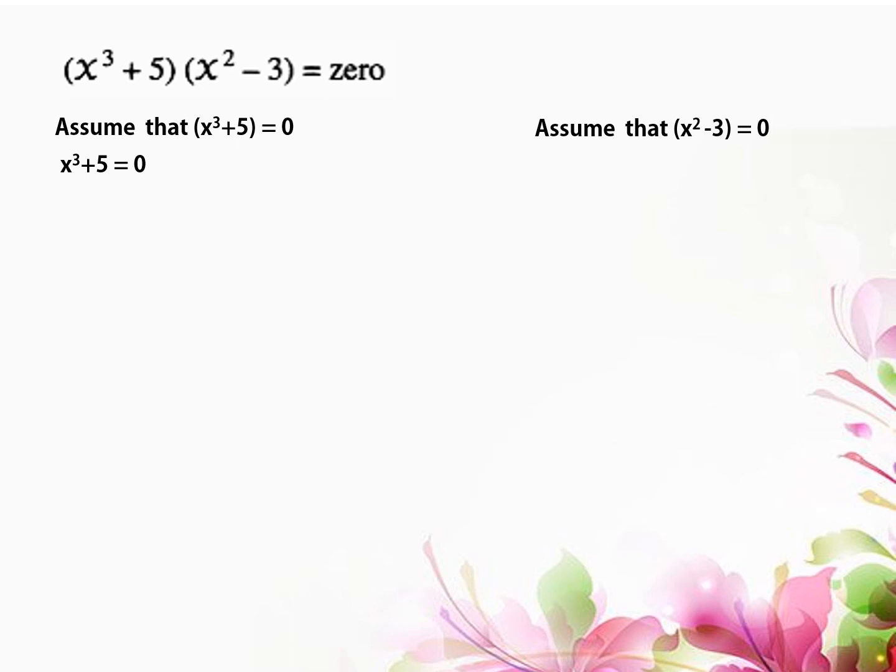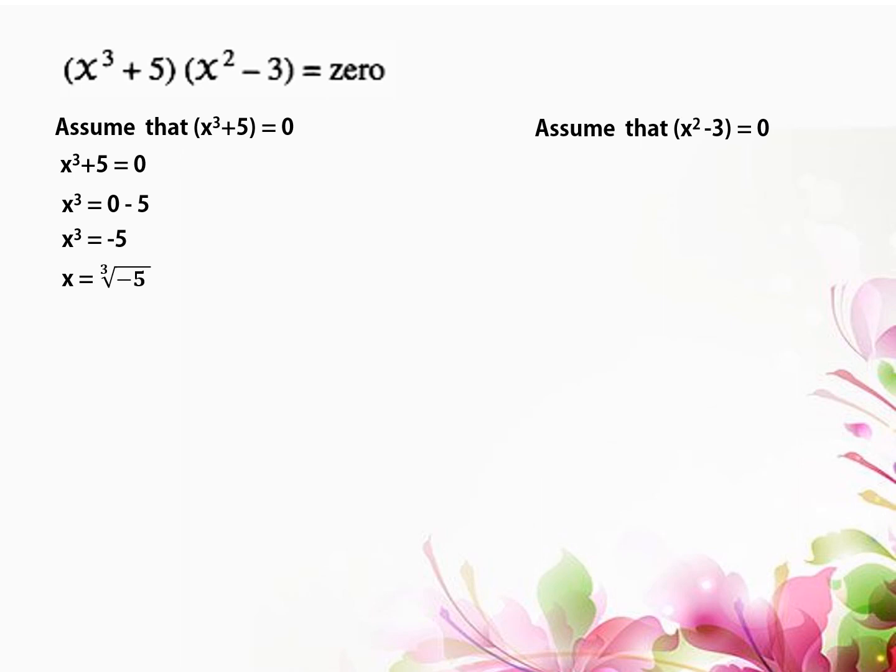The first one, x power 3 plus 5 equals 0. Then we will move positive 5 to the right side as negative. It will be 0 minus 5 equals negative 5. The inverse operation of power 3 will be cube root of negative 5, and it is an irrational number.